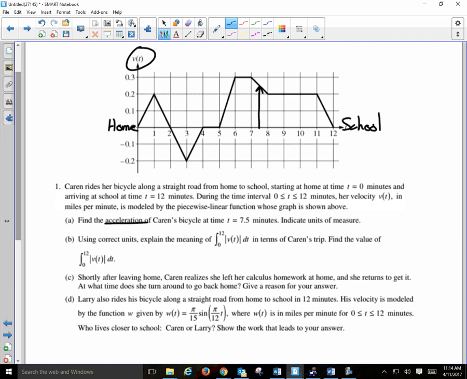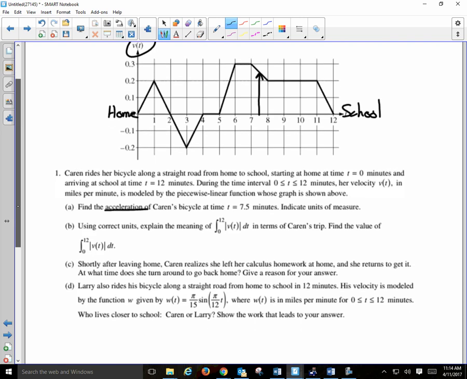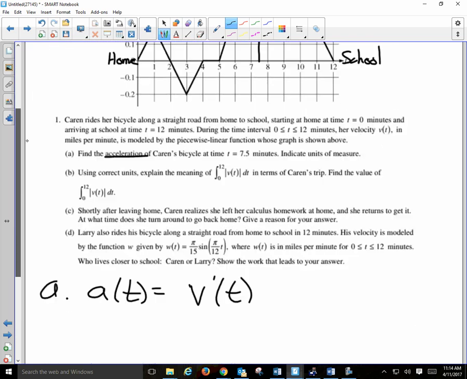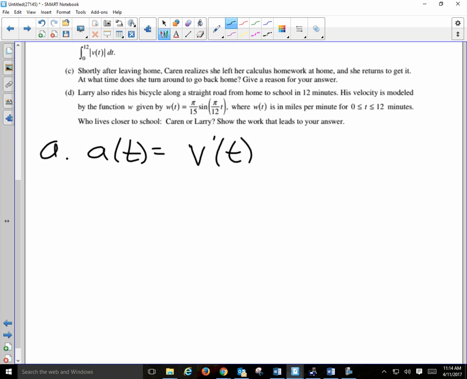What does this mean? Yeah, so a of t is equal to v prime of t. They love it when you make that kind of a statement. Well, it's just a line. How do we find the slope of a line? Yeah, you just do rise over run. So we got v of 8 minus v of 7 over 8 minus 7. Yep. What's v of 8? What's v of 7? Divided by 8 minus 7.